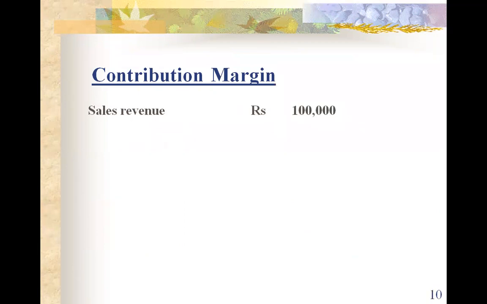For example, here we have the example sales revenue 1 lakh taka and variable cost is 60,000. Okay, variable cost is 60,000. So what will be the contribution margin? 40,000. All right.